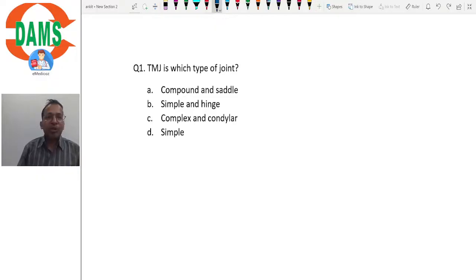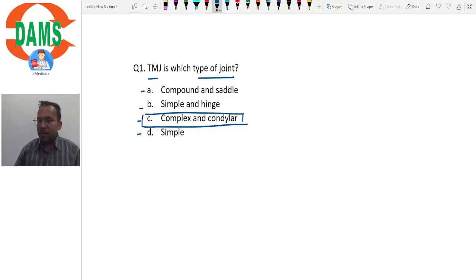So let's start with the questions that were in the INICET May 2025. The first question was, TMJ is which type of joint? So basically they have asked about the classification of TMJ, right? The options are compound and saddle, simple and hinge, complex, condylar, and simple. The correct answer here would be complex and condylar, right?